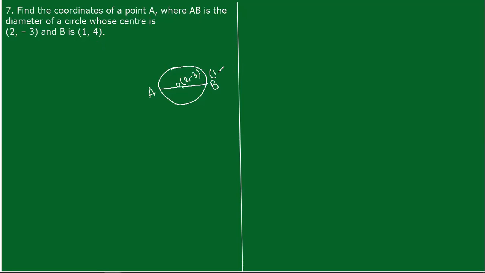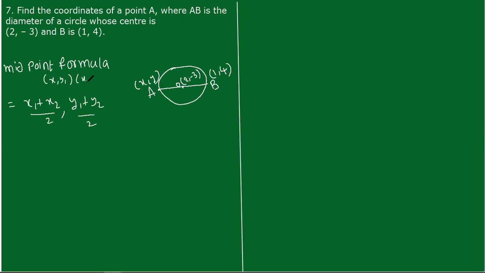He gave the B point, which is (1, 4). We have to find the A point, so let's assume that this A point is (x, y). Now we know that this O is the center, so simply here we can apply the midpoint formula, which is x1 plus x2 by 2 and y1 plus y2 by 2, if the points are (x1, y1) and (x2, y2).